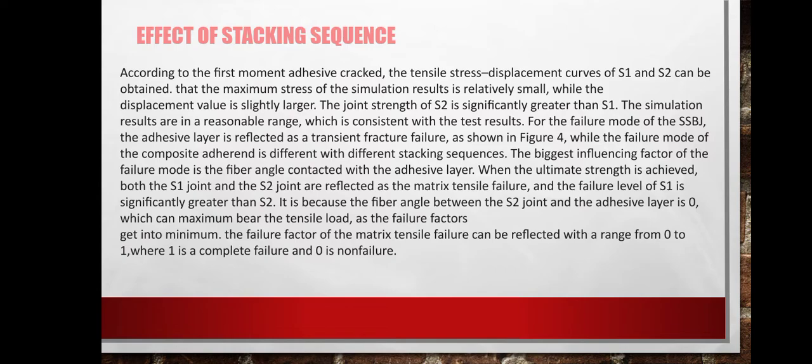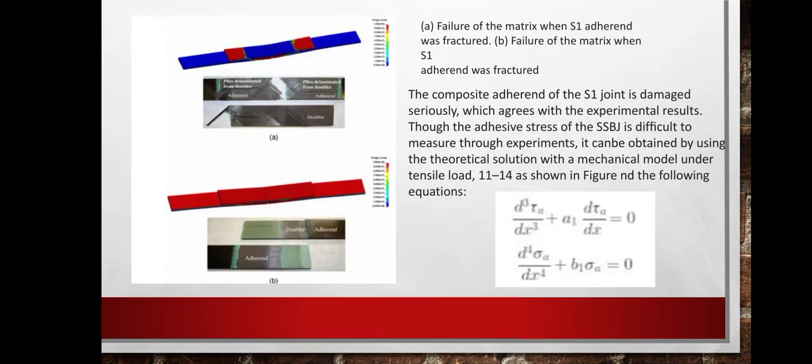The failure factor of matrix tensile failure can be reflected with a range from 0 to 1, where 1 is completely failure and 0 is non-failure. The both A and B diagram represents the failure of matrix when S1 adherent was fractured, and B diagram represents failure of matrix when S1 adherent was fractured. It is the equation for the composite adherent of S1 joint is damaged, which agrees with the experimental result.